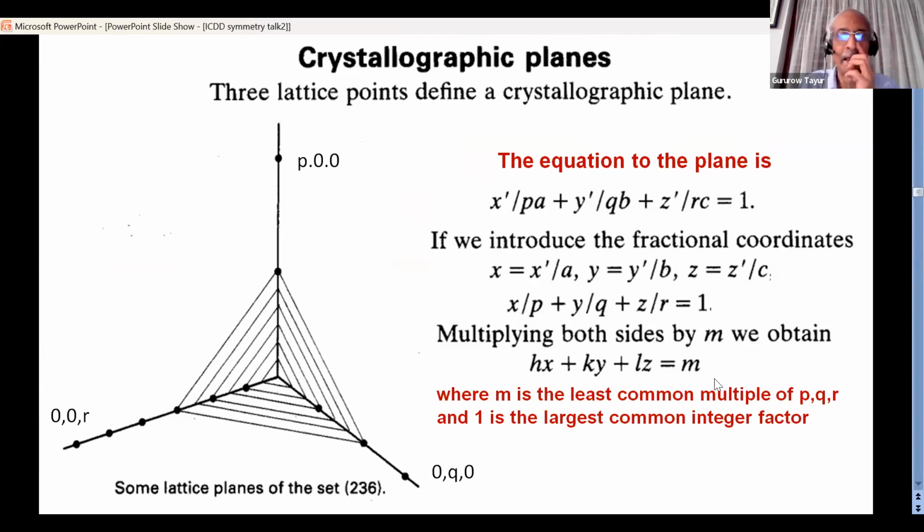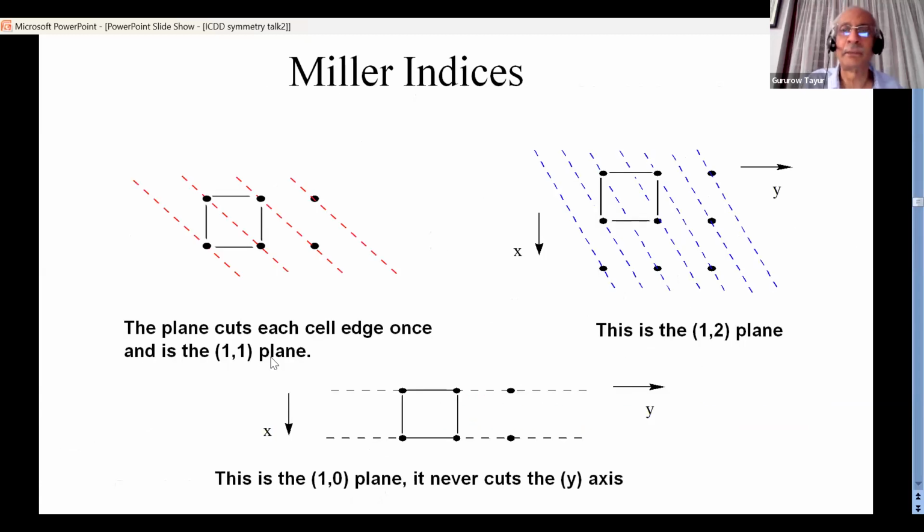And H, K, and L are integers. So these are integral values, and therefore we get integral values of HKL. So the planes inside the unit cell are described in terms of integral numbers. Having got that information, let us see one example where we have a 2-dimensional representation of a 1-1 plane.